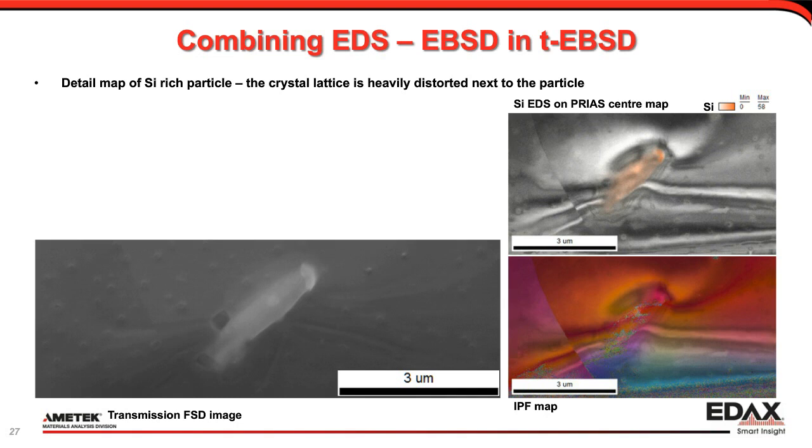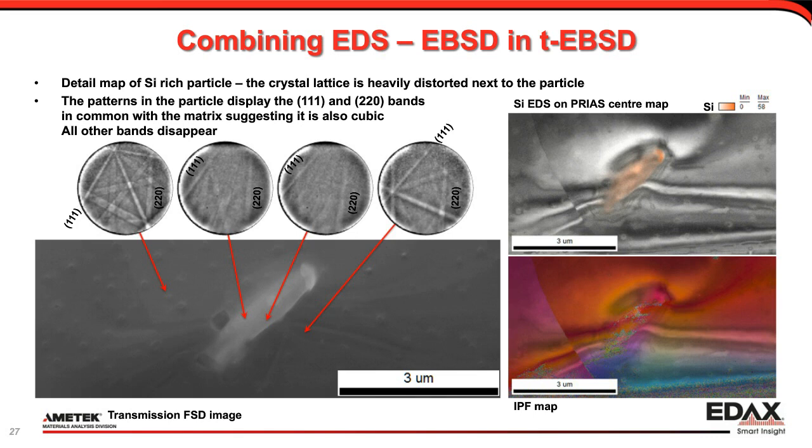This lack of orientation change is confirmed when you look at the individual EBSD patterns. The PRIAS center map and the IPF map show strong orientation contrast variations around the particle. But the individual patterns across the profile show that this external deformation is even stronger inside the particle. So the crystal appears to be epitaxial, but with a significant misfit of the lattice. The sequence of patterns shows that the bands are continuous across the grain, but only the 111 and 220 bands remain clearly recognizable. The other bands are getting very blurred due to extreme dislocation densities.